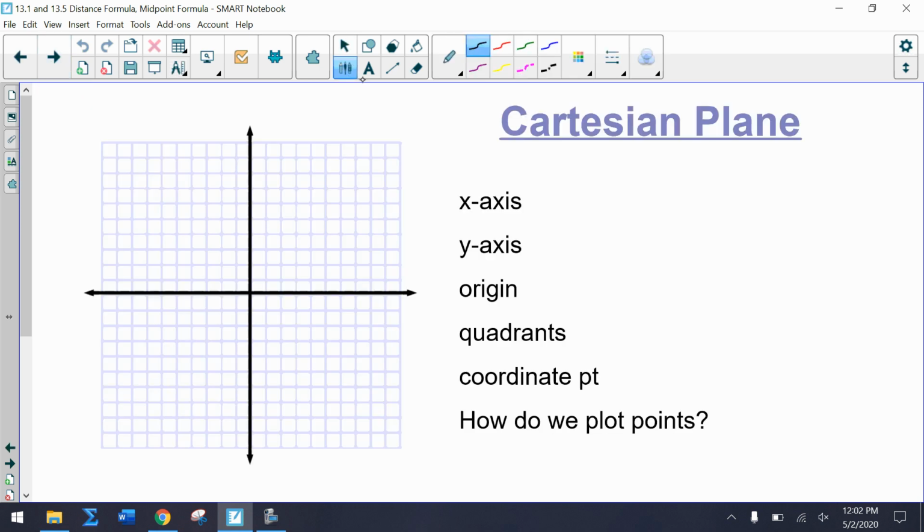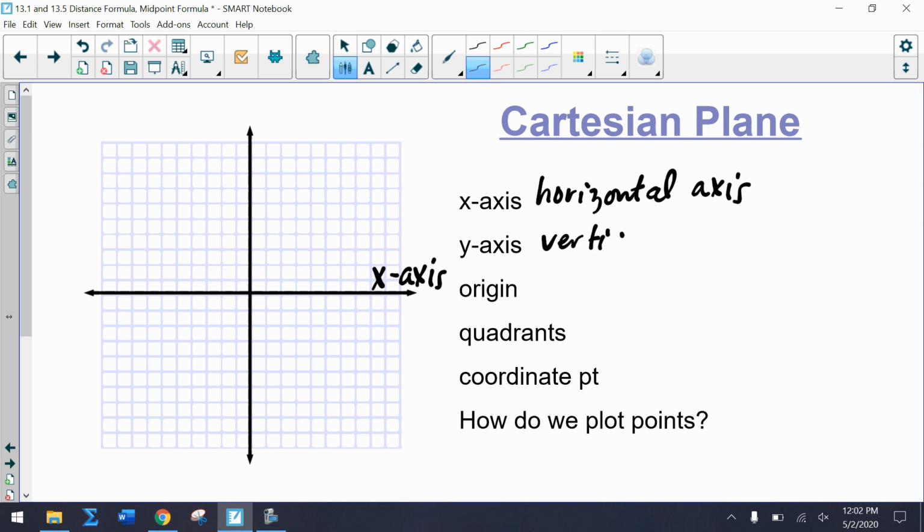Okay, so this is an XY coordinate plane, and many of you have probably seen this before, but we have axes. Our x-axis is always horizontal. And our y-axis is our vertical axis. And then we have the origin. The origin is where these two axes intersect, and the coordinate point for the origin is 0, 0.